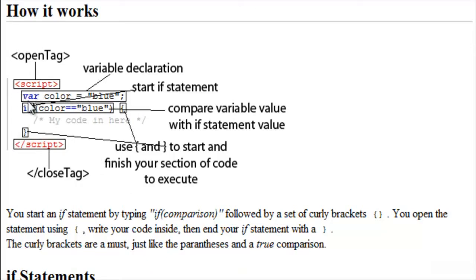Then we have a variable declaration. We just wrote color is equal to blue. Then for our if statement, we have if, parentheses, color is equals to blue. Then it's going to execute our code. But first, after our parentheses, we have to have an open curly bracket and a closed curly bracket. Right now, I'm going to tell you that those curly brackets are absolutely mandatory, so get used to using them.